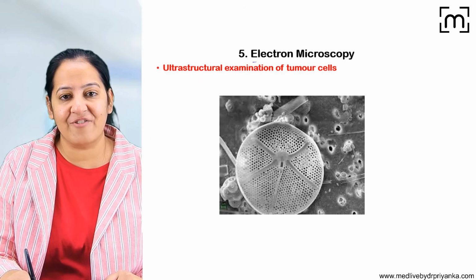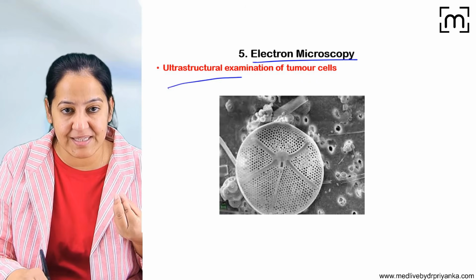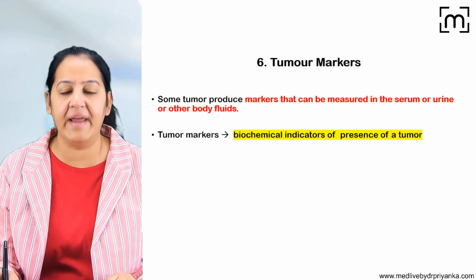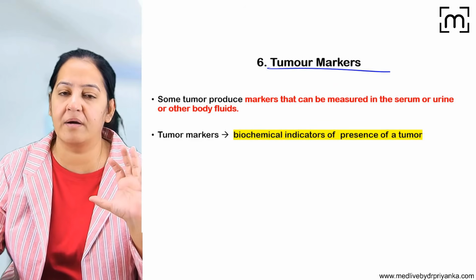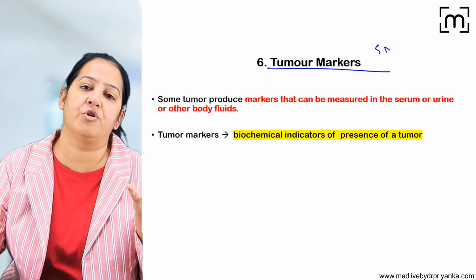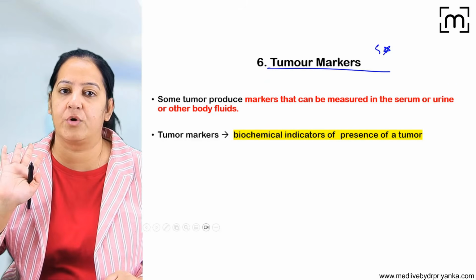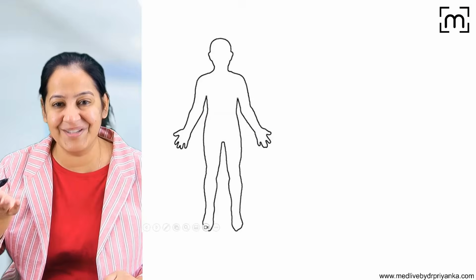Now, finally, there is electron microscopy, with the help of which we can see the ultrastructure of a cell. Okay, and finally, we have tumor markers. You get different questions on tumor markers, and very frequently you get a question on tumor markers in your university exam. Make a 5-star over it. What is a tumor marker?